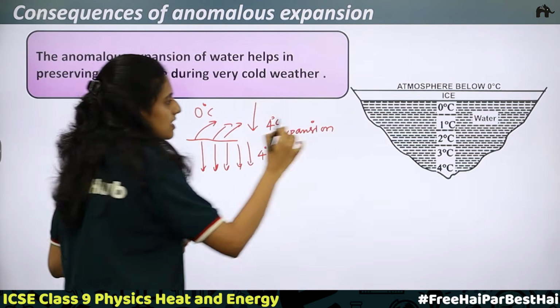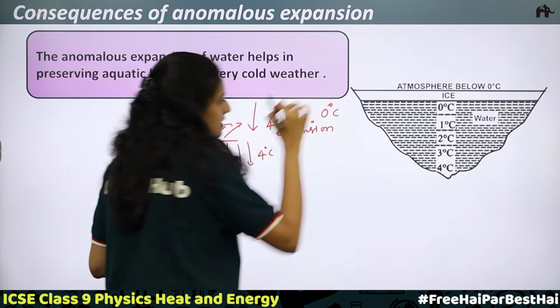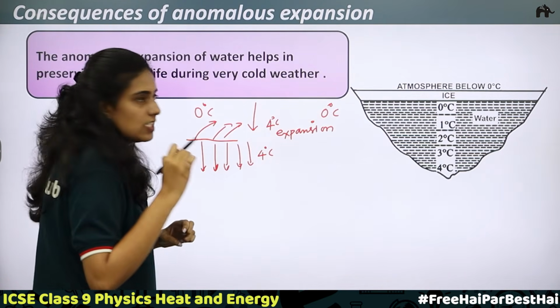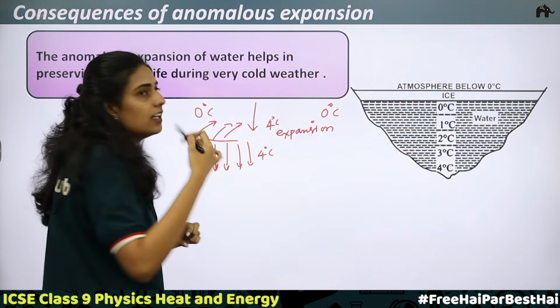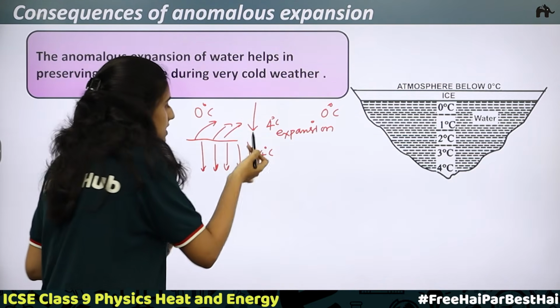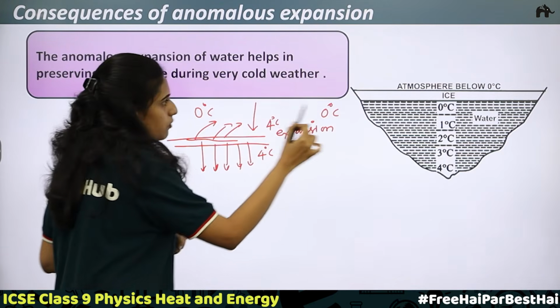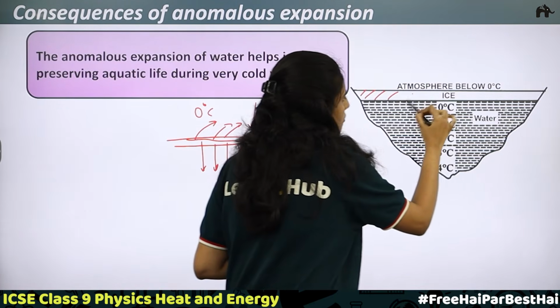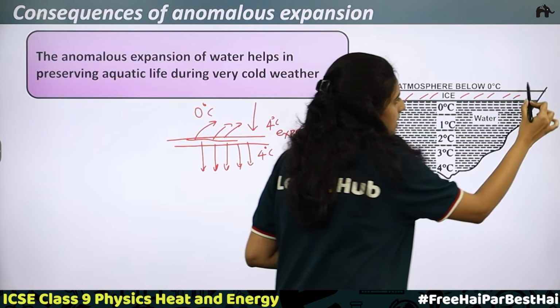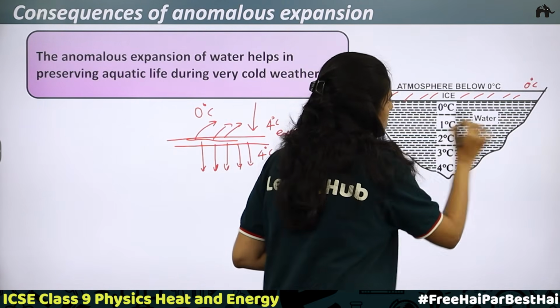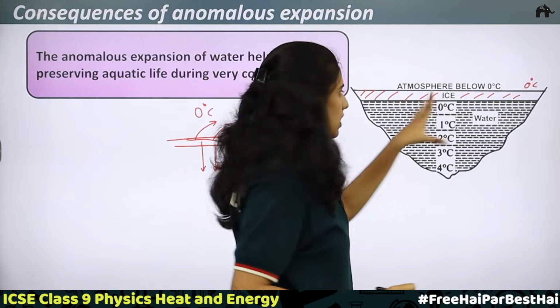Once it reaches, as temperature reaches 0 degrees Celsius, what happens? Once 0 degrees Celsius is reached, it will start turning into ice. That is, the water freezes to become ice. So here a layer of ice will be formed. You can see a layer of ice is formed at 0 degrees Celsius. Just below this we will have water which is at 0 degrees Celsius.